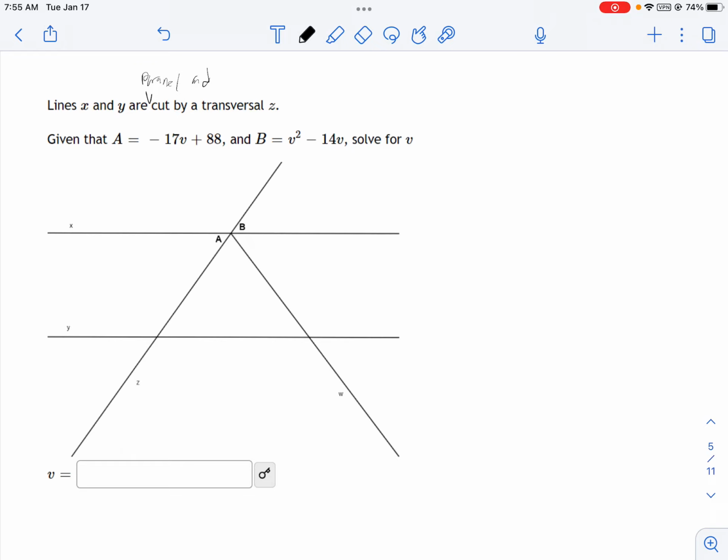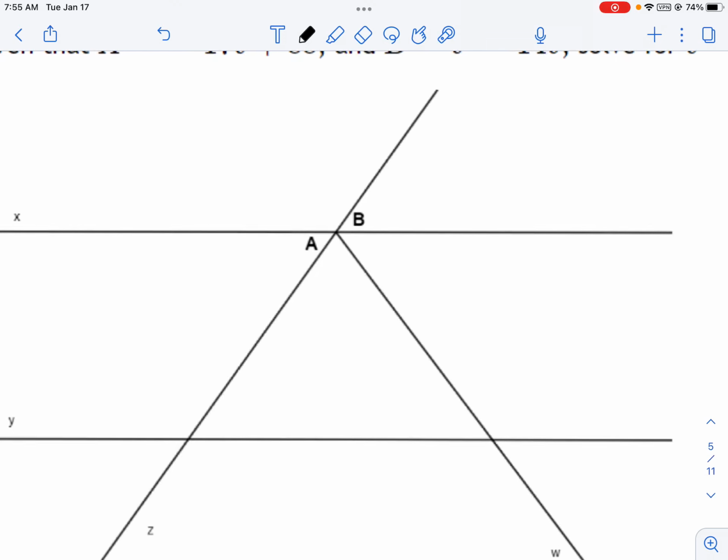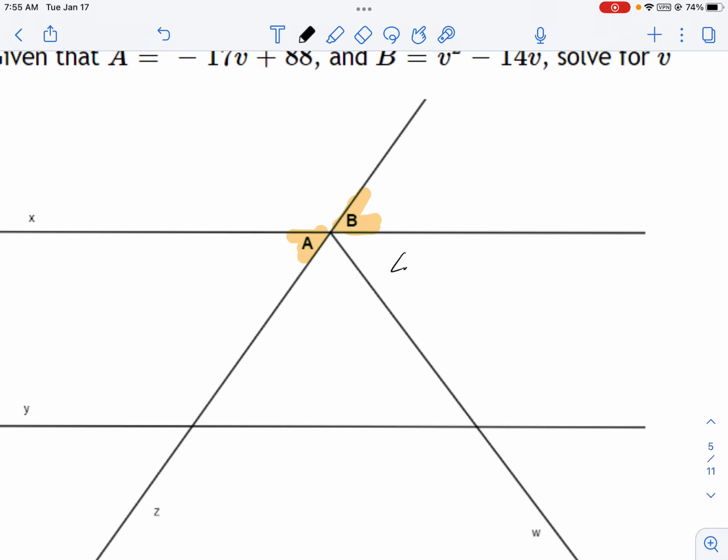It says that given that a is negative 17v plus 88, b is v squared minus 14v, solve for v. So a and b are angles. You can see a is that angle, b is this angle. How do they relate to each other? Angle A and B are vertical angles, which means that angle A equals angle B.